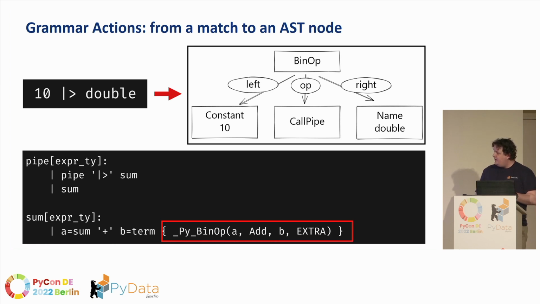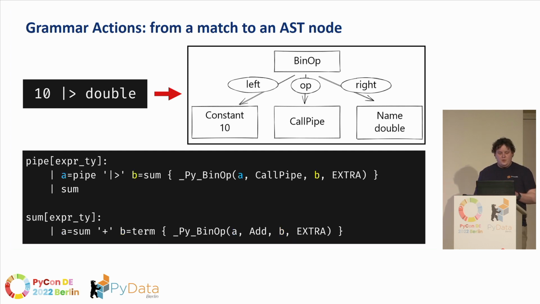As you can see in the sum rule, there's a little bit extra. There are two names, A and B. They are assigned to whatever is to the left of the plus sign, A is sum, and to the right of the plus sign, B is term. That way we can pass them into that function, and that function knows what to do. We also pass in the operator itself here. We know that this is an add rule because it matches the plus, so we can specify the operator that we want, and now the grammar knows how to construct this node for an add operator.